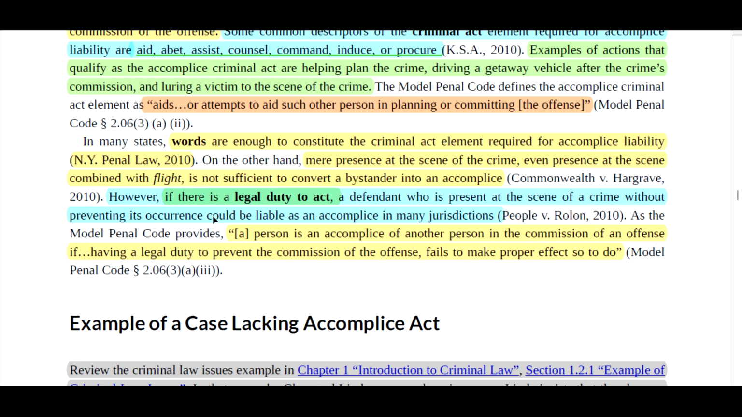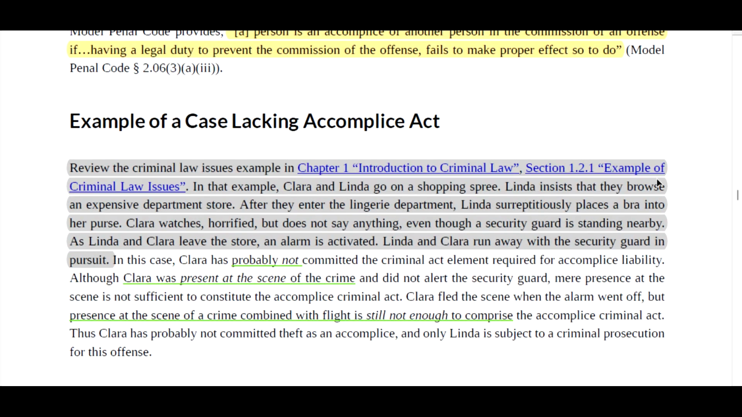And all that means is, if there's a legal duty to act, you are considered an accomplice if you don't help prevent the crime. Yes. Okay.